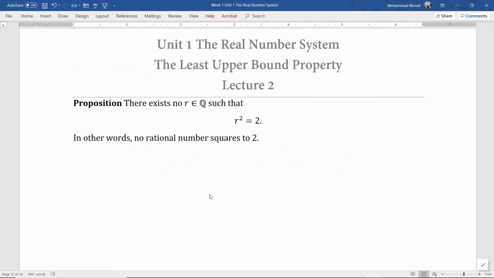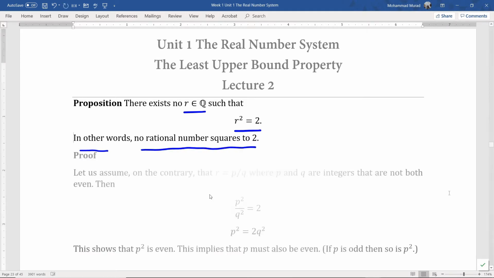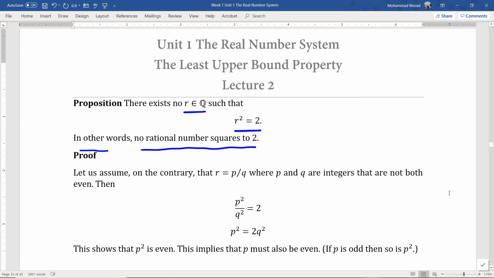The next proposition: there exists no element r in Q such that r squared equals 2. In other words, no rational number squares to 2. Let's see the proof. Let us assume, on the contrary, that r is a rational number of the form p over q, where p and q are integers that are not both even.